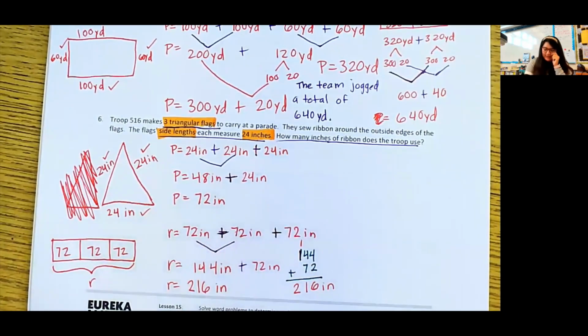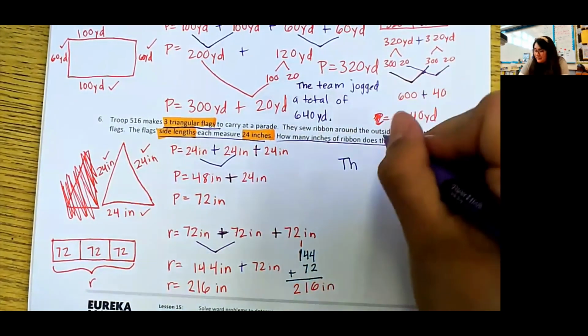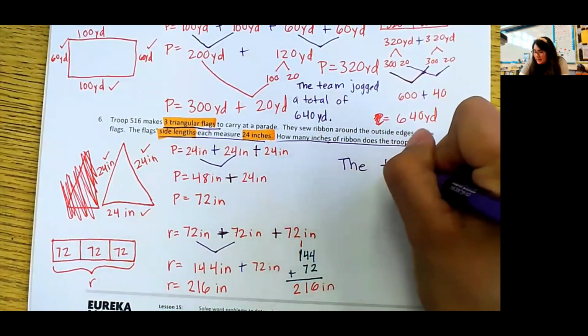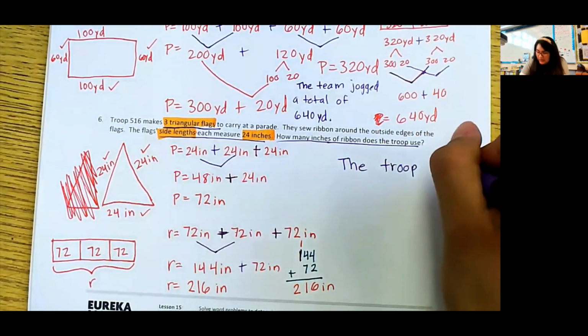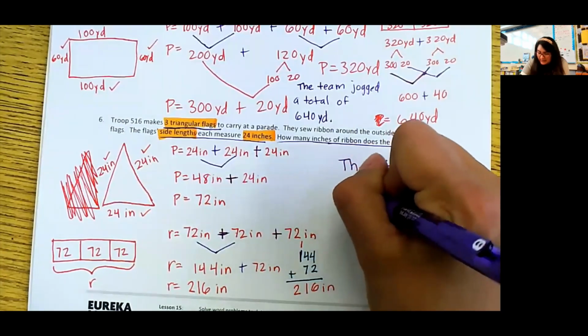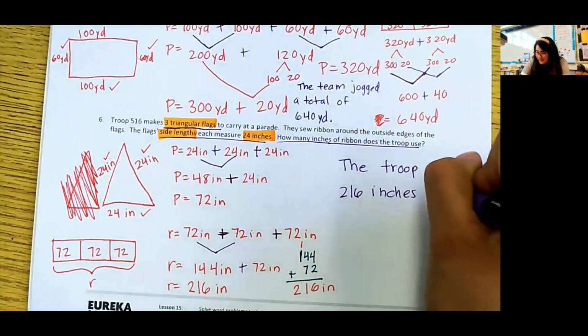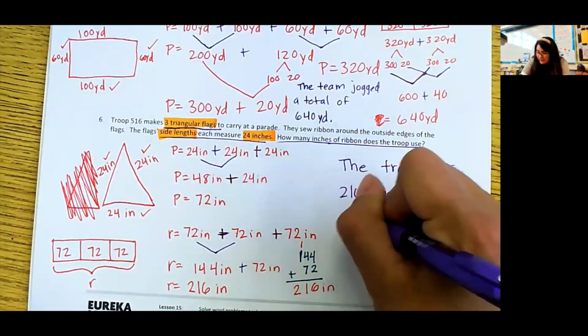And now I'm going to write my sentence. So the troop uses 216 inches of ribbon.